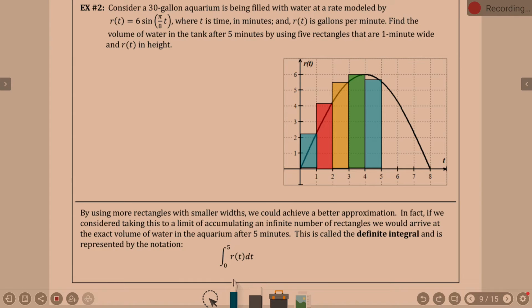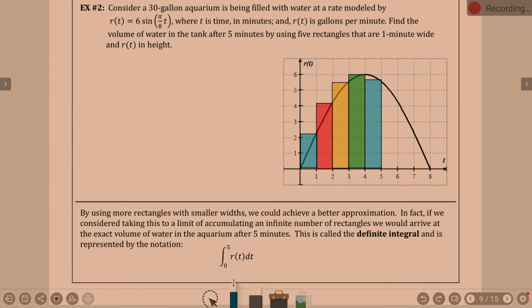So this example here: consider a 30-gallon aquarium being filled with water at a rate modeled by the given function, R of t equals 6 sine of pi over 8 t, where t is time in minutes and R of t is gallons per minute. Find the volume of water in the tank after 5 minutes by using 5 rectangles that are 1 minute wide and R of t in height.